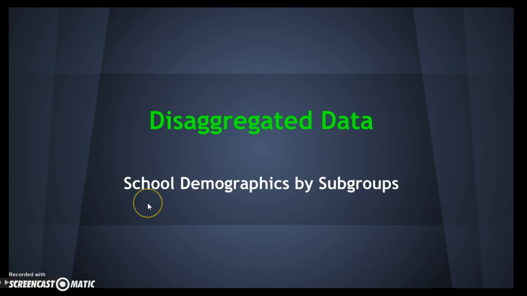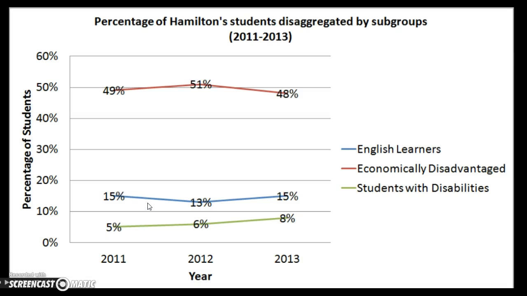Besides race and ethnicity, we have other subgroups. So let's look at the population in our school. In 2011, we had 49% students who are economically disadvantaged. We had 15% that were English learners, and we had 5% students with disabilities. 2012, we have 51% economically disadvantaged, 13% English learners, and 6% students with disabilities. And you see that the percentages did not change much in 2013.